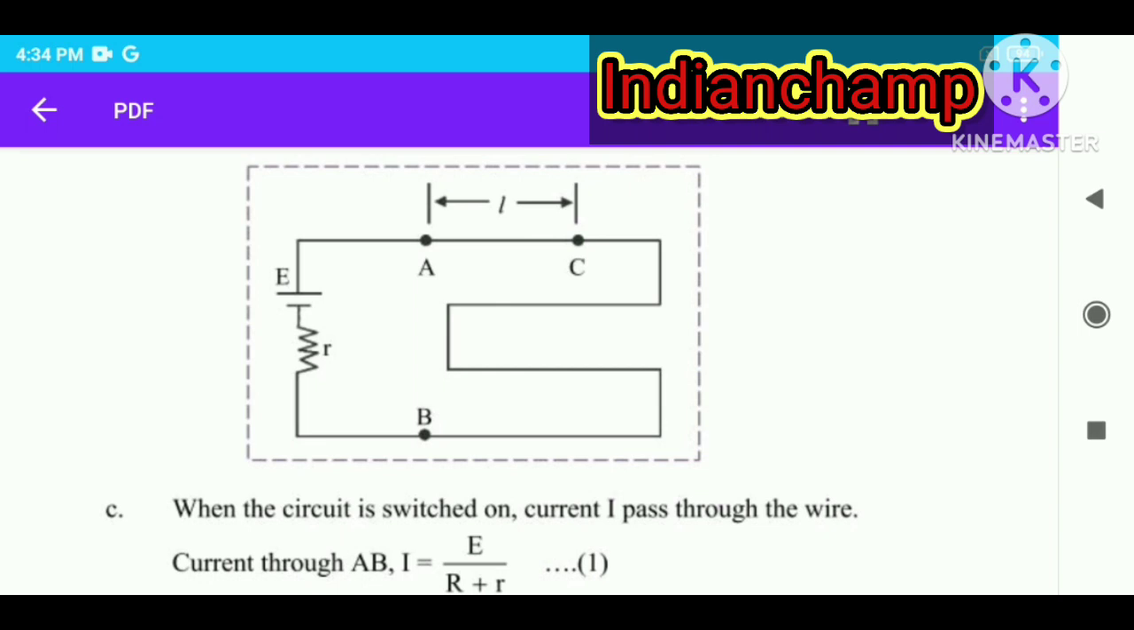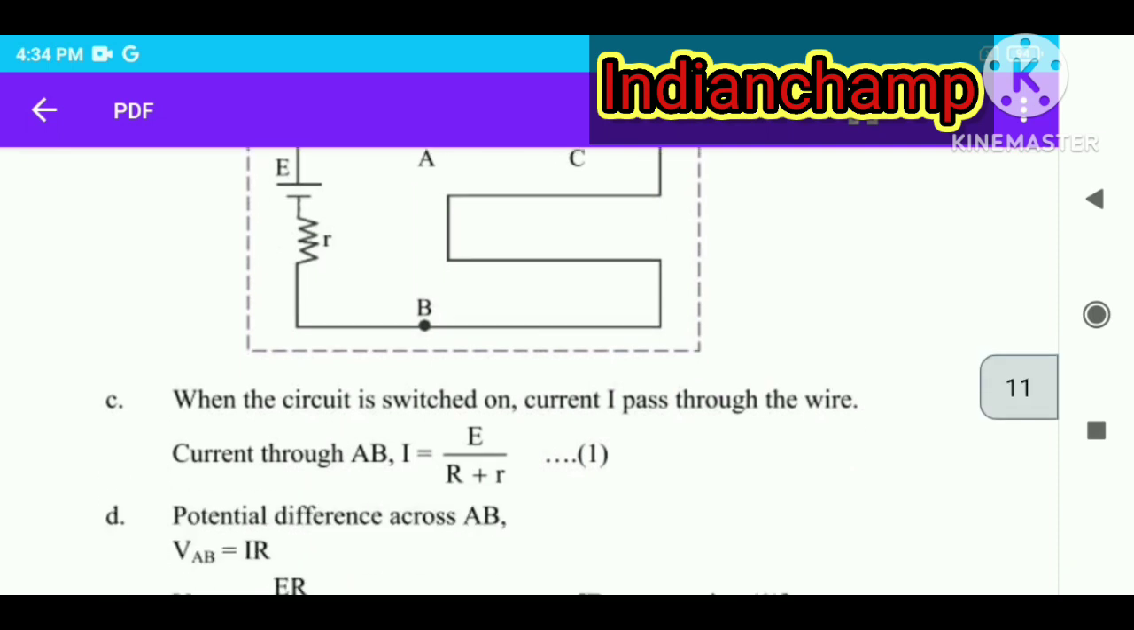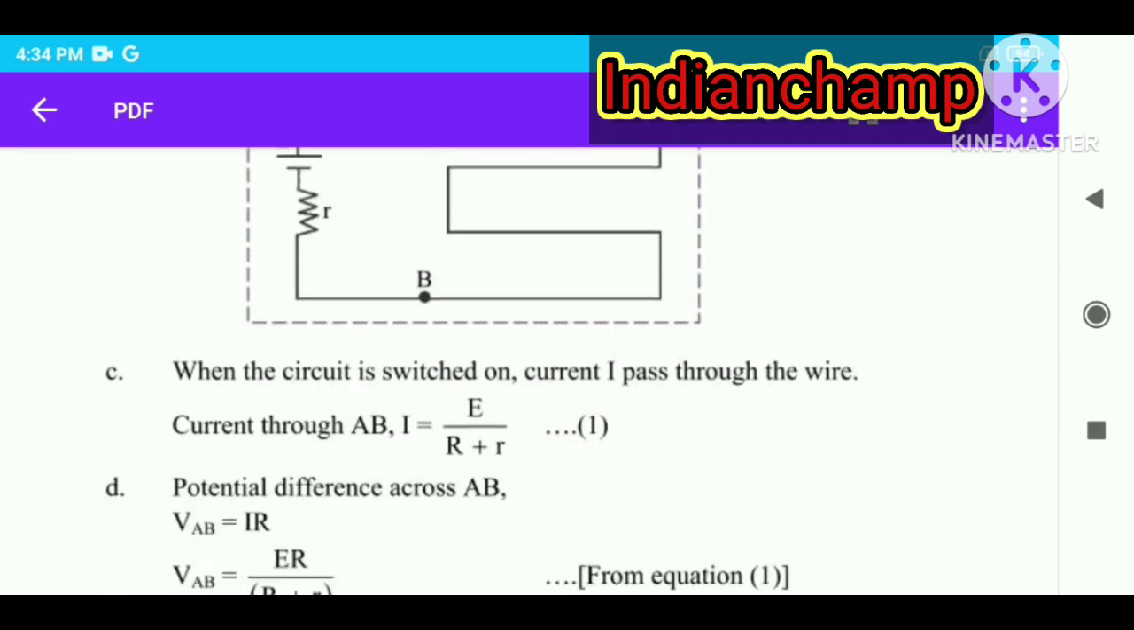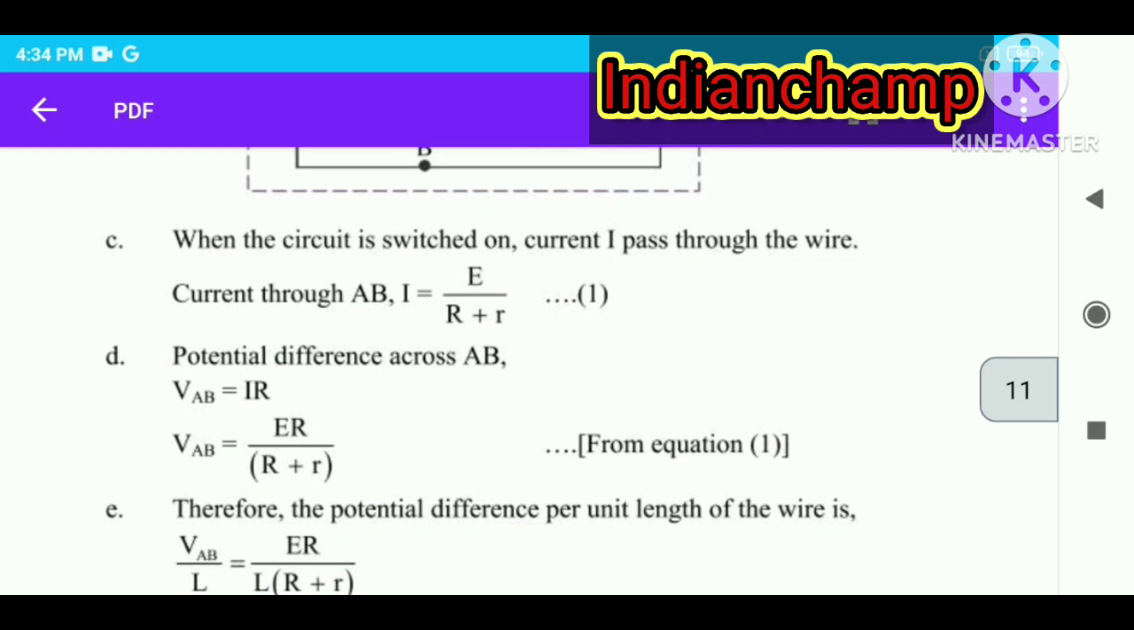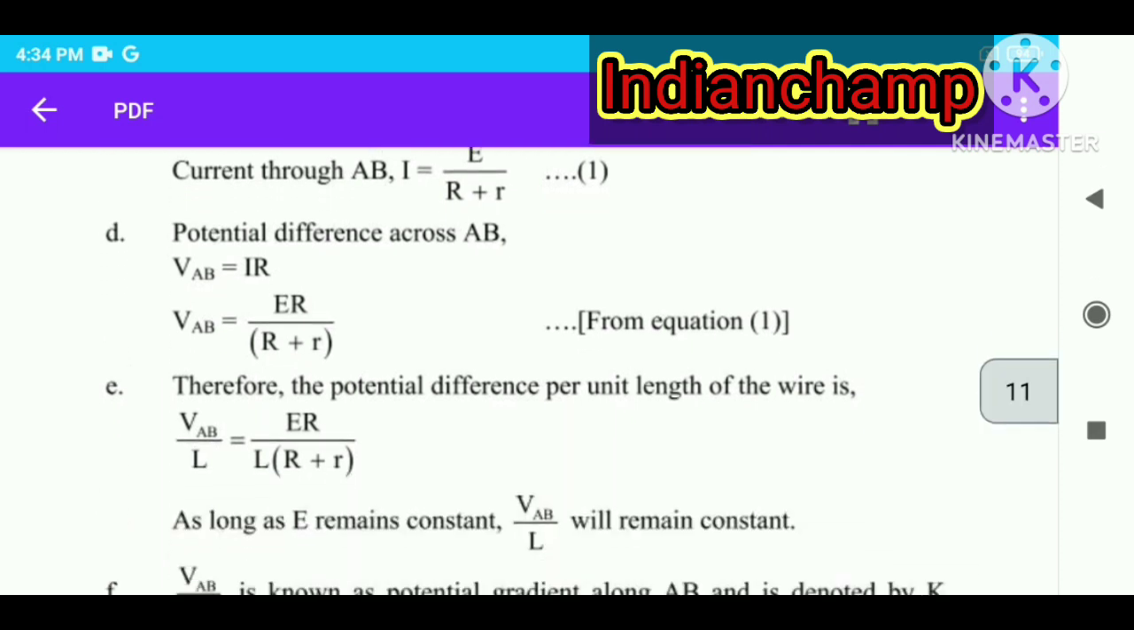When the circuit is switched on, current passes through the wire. Current through AB, I, is equal to E divided by R plus r, equation first. The potential difference across AB, VAB, is equal to IR. VAB is equal to ER divided by R plus r, from equation first.